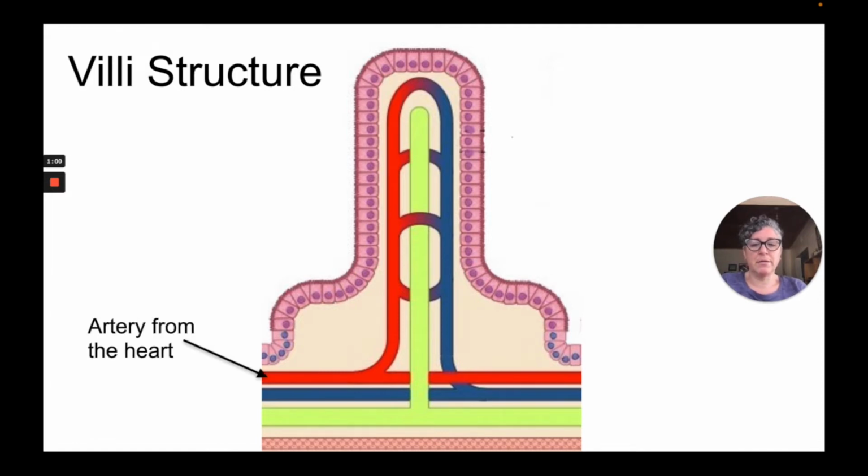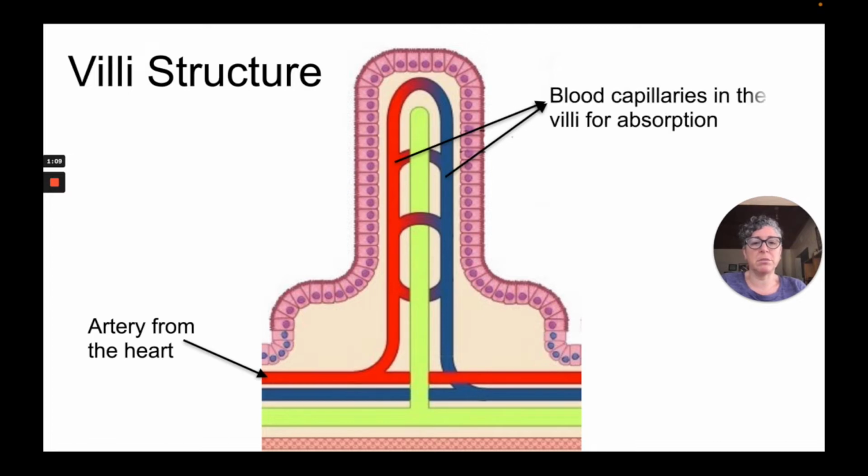So first of all, we have an artery which becomes arterioles, which is just a smaller artery that is going to be coming from the heart. This is going to lead to the blood capillaries in the villi for absorption, and that is going to exit out into the hepatic portal vein, which goes directly to the liver, and we'll talk about that in the following slides, what happens in the liver.